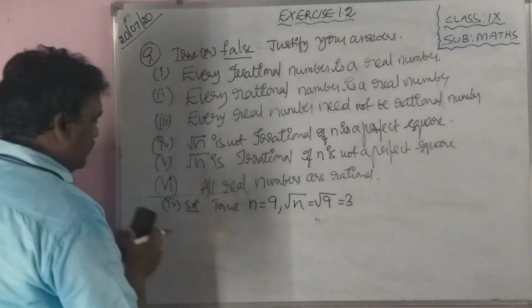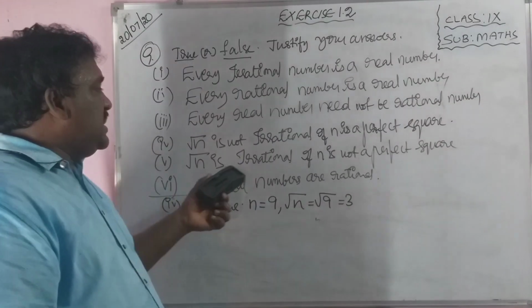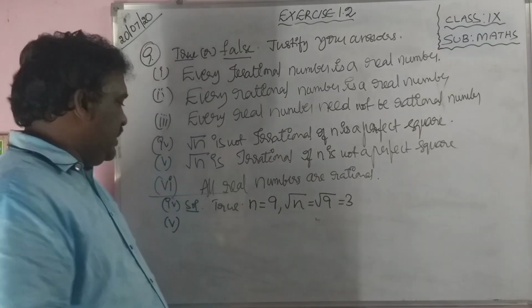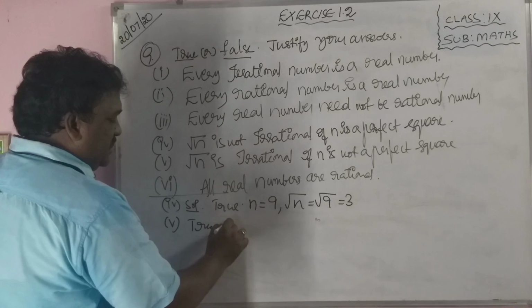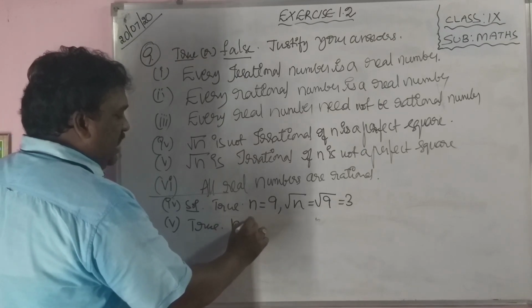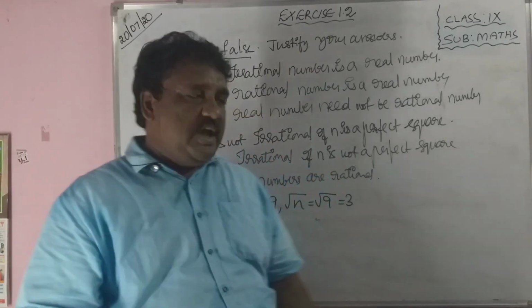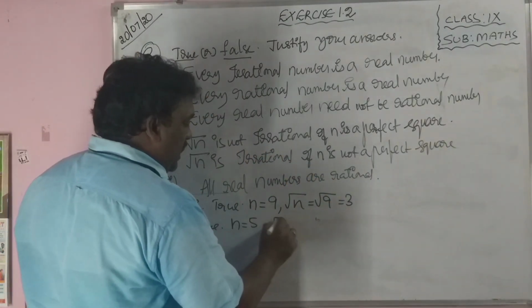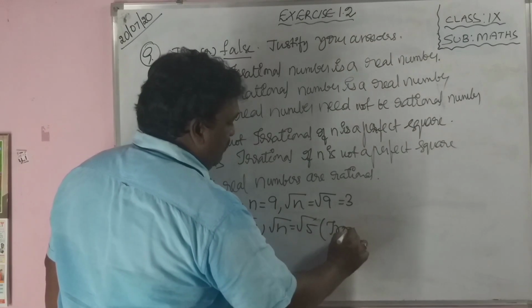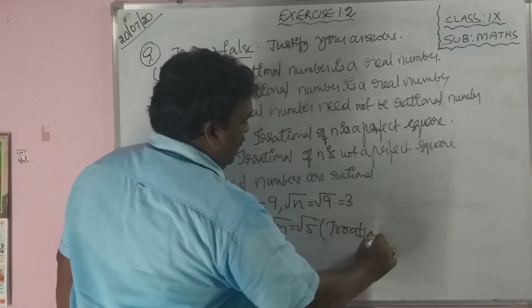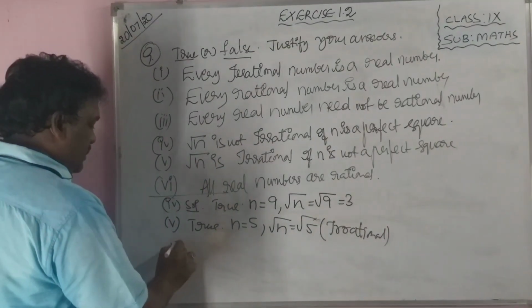Fifth one. Fifth one is what? Root n is irrational if n is not a perfect square. Okay? True. Because take n value. Suppose n value 5. 5 is not a perfect square. Then root n is root 5. What is root 5? Irrational number, but not a rational number.